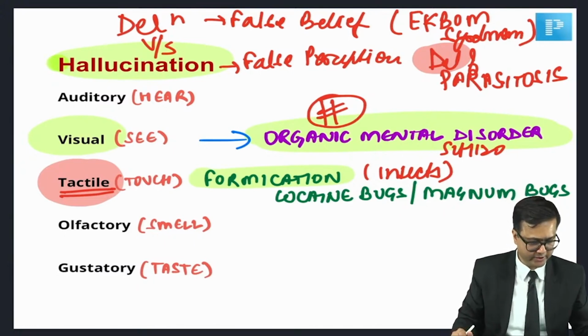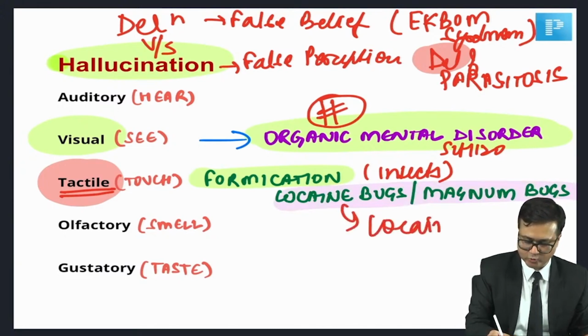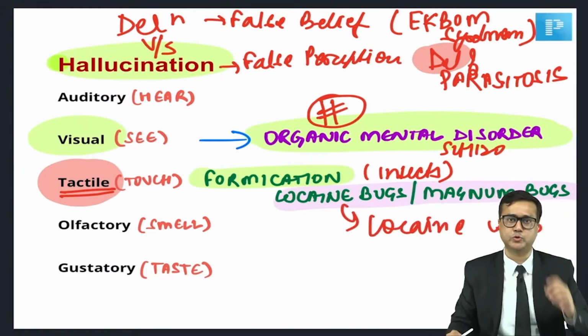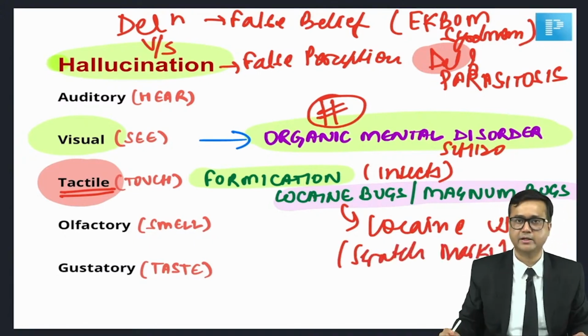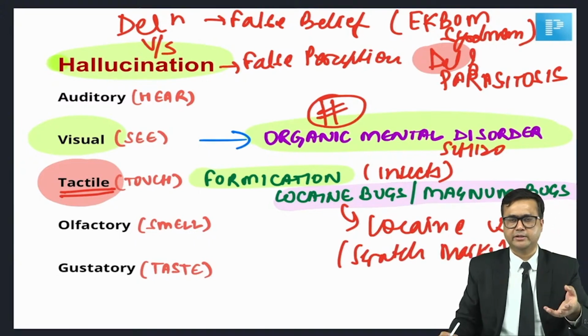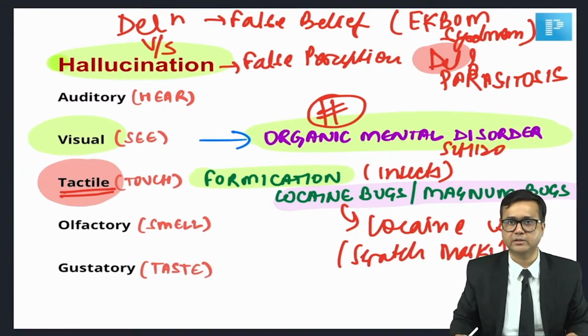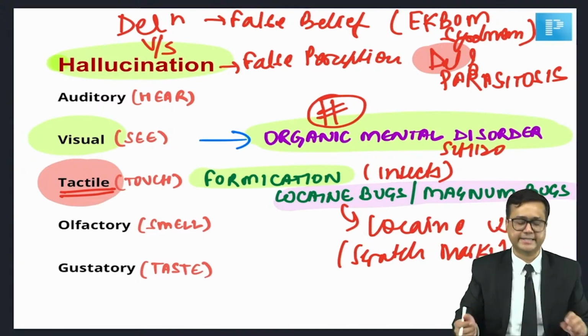A good question you asked. Very good. It is also known as cocaine bugs or magnan bugs because it can be seen with cocaine users. Very good. It can be seen in cocaine users. I hope this is clear. And again, they may have scratch marks. So this question was asked that a person comes with hypertension, tachypnea, tachycardia and scratch marks. Which substance is he consuming? The answer was cocaine, because scratch marks tell us that the patient may be having tactile hallucination.